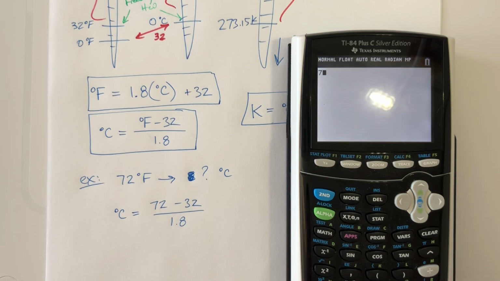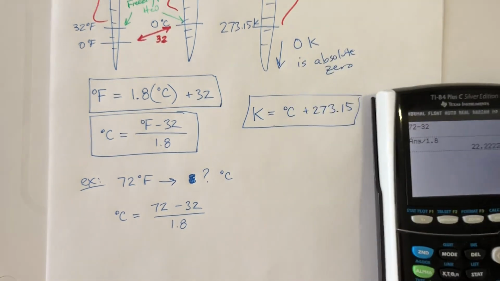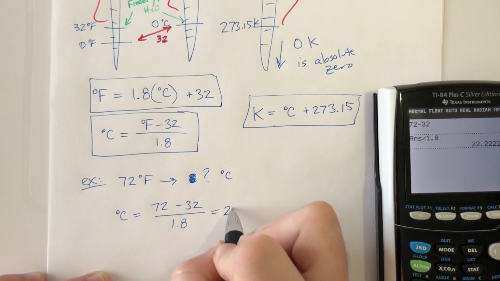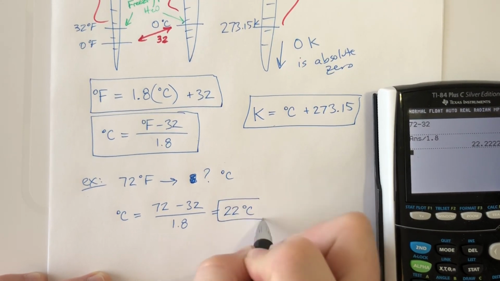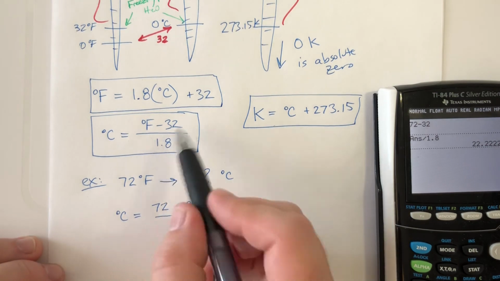Okay, 72 minus 32. We do that and we get 40, and then we divide that by 1.8. The answer comes out to 22.222222. Sig figs, we're just gonna get 22. Okay, and you'll see that I put a unit on it to indicate what I've measured. Okay, but it's literally just a matter of algebra here.